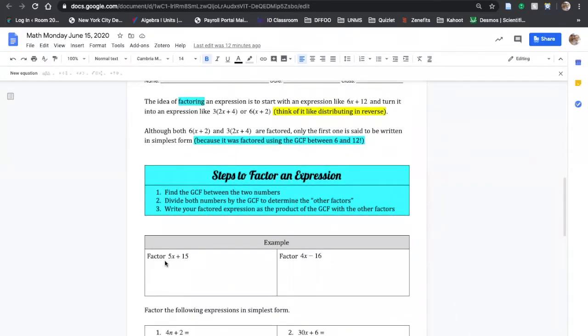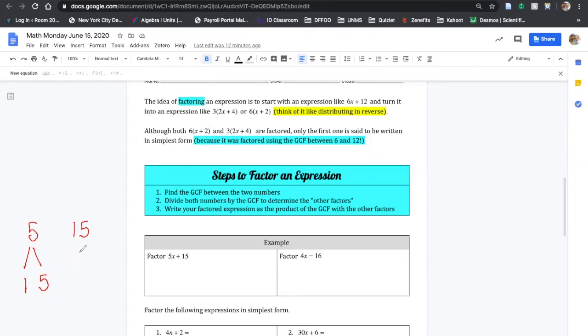So let's say I'm looking at the example over here. I have 5x plus 15. So the two numbers that I have are 5 and 15. First step would be to find the factors of 5. That's simple because 5 is prime. I only have 1 times 5.